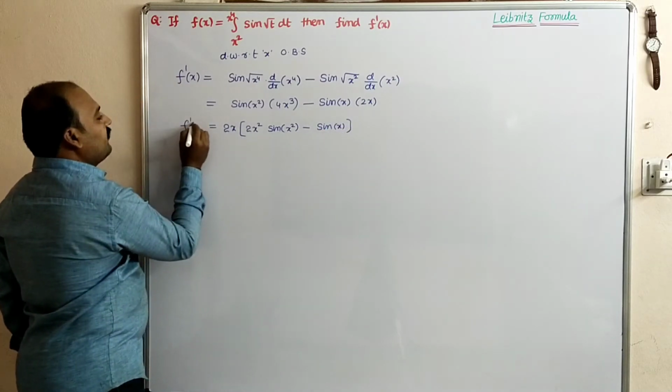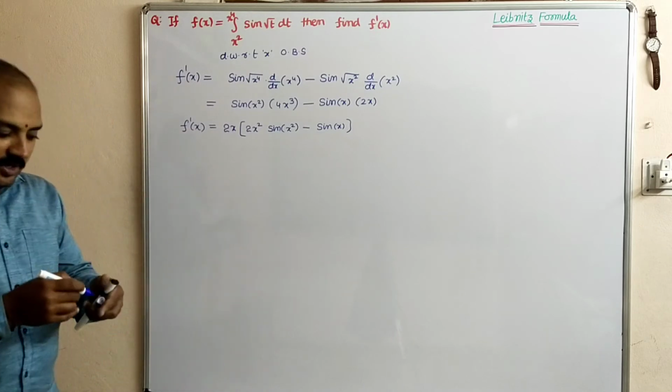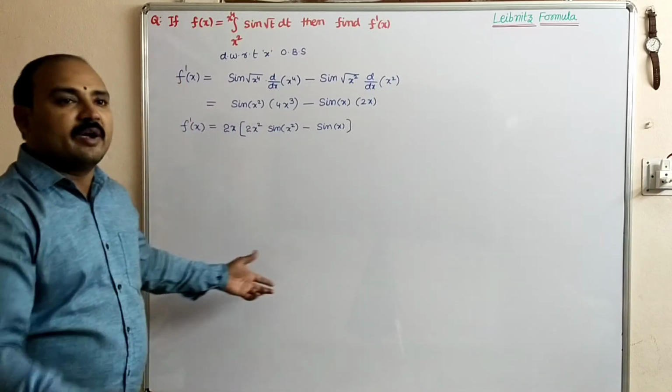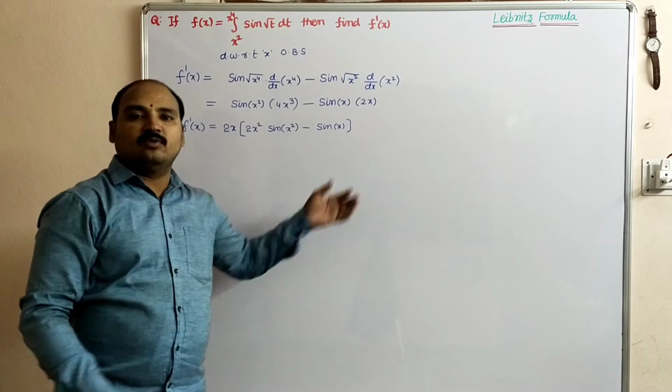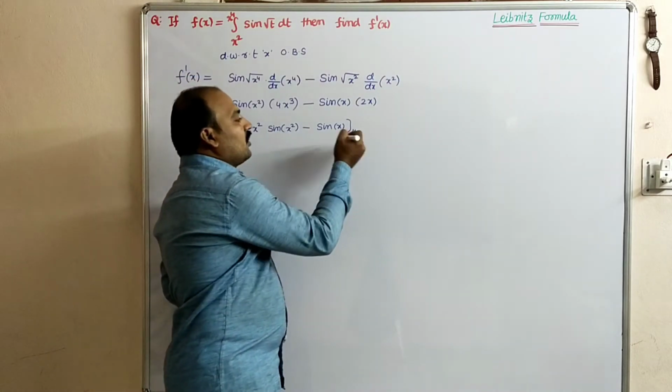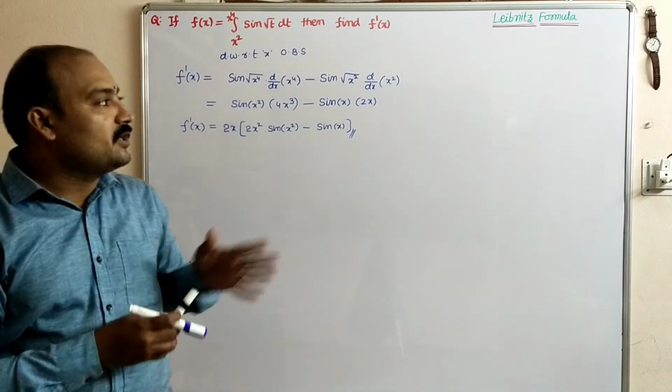Here they are asking only f dash of x. If they are asking f dash of 1 or f dash of 2 or f dash of 1 by 2, in place of x substitute this value. That's all. This is the use of the Leibniz formula.